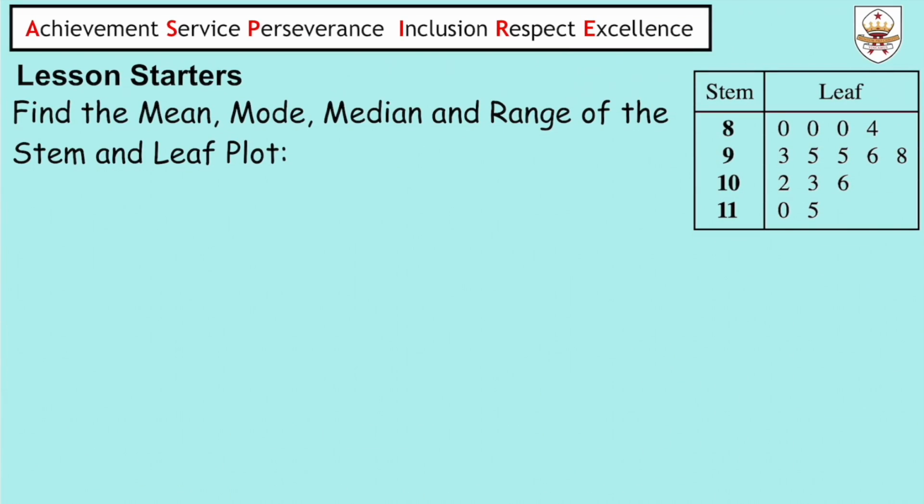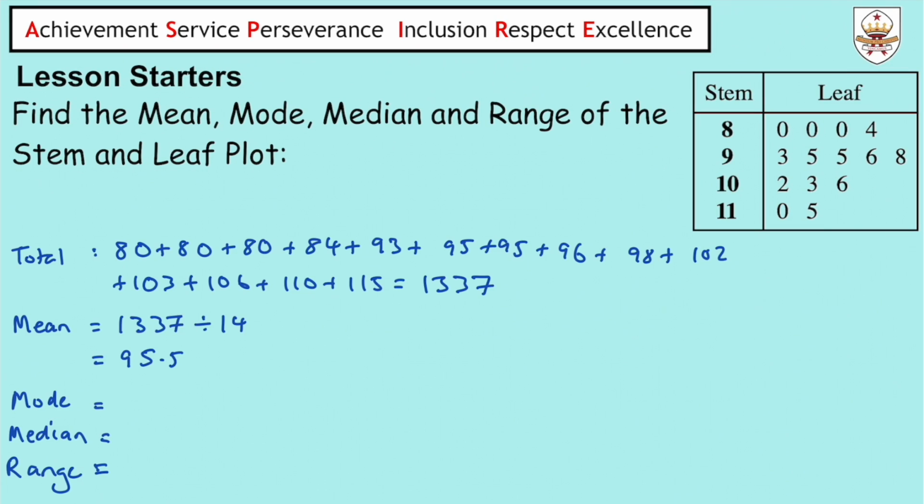This starter question is based on the work that we studied yesterday, where we were looking at calculating the mean, mode, median and range of a stem and leaf plot. Please pause the video now and make an attempt at these questions. For the sake of time, I've just put down the answer for the mean.